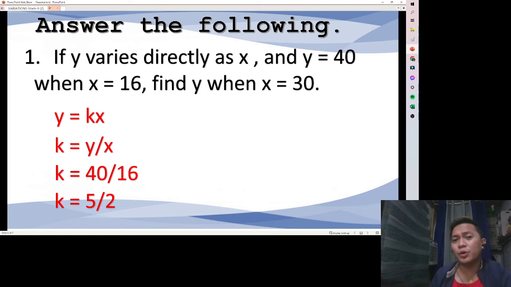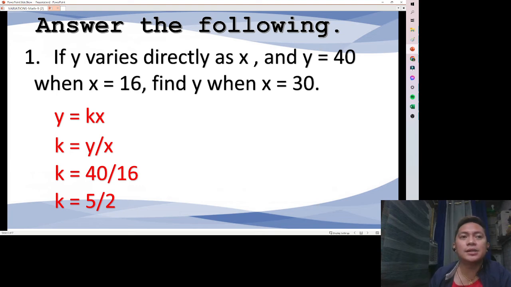Paano naging 5 over 2? Because they are factored by 8, we can divide both sides by 8. So, 40 divided by 8 is equal to 5, and 16 divided by 8 is equal to 2. So, yung 40 over 16, nilowest term na lang natin, so that we can get the constant into a smaller value. Kasi kung 40 over 16 pa rin gagamitin mo, yes, it's okay, but it's a big number. Ilo-lowest term mo pa rin siya sa final answer.